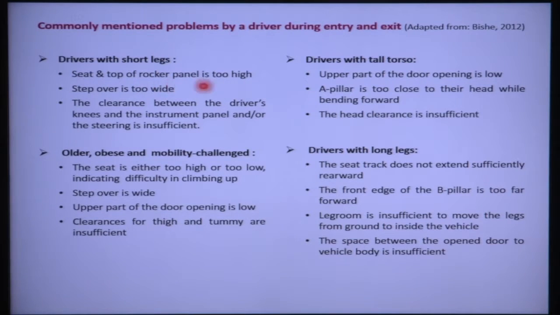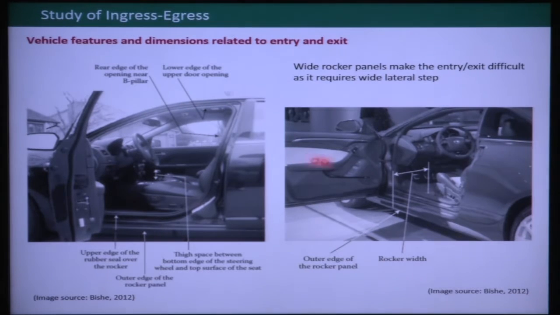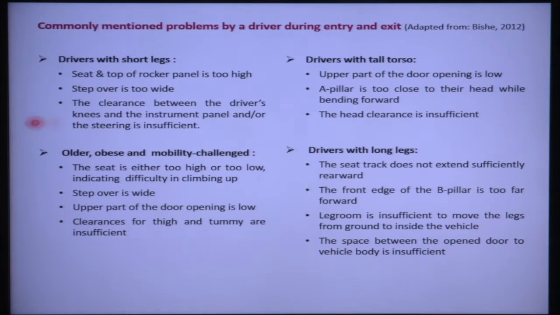From here you can see, they feel that the seat and top rocker panel are too high. It means the height from the rocker panel to the seat is higher for them, because their legs are shorter, so they have to lift the leg more. Then the step over is too wide. As we mentioned in the earlier slide, if the rocker width is more, then they have to move their leg more. Then the clearance between the driver's knees and the instrument panel or the steering wheel is insufficient.